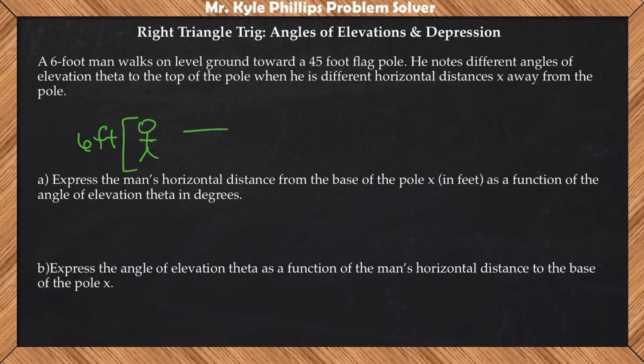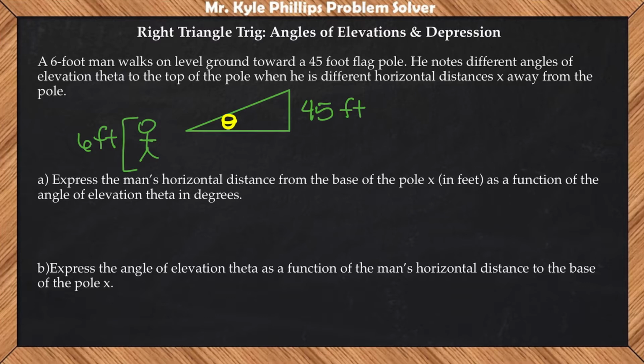So here, okay, so we know this is 45 feet tall. He notes different angles of elevation theta to the top of the pole. Okay, so the angle of elevation is inside the triangle here, to the top of the pole when he is different horizontal distances x away from the pole.